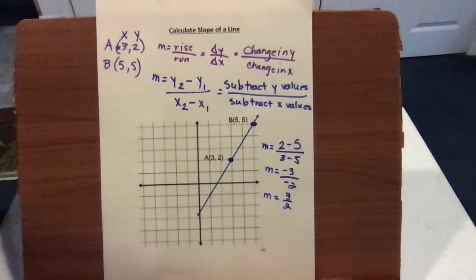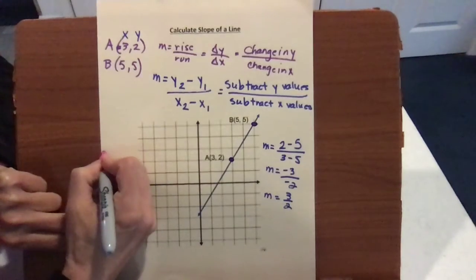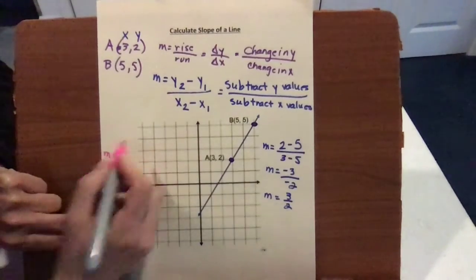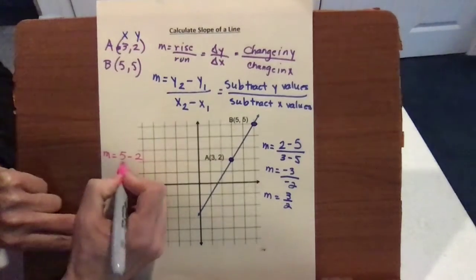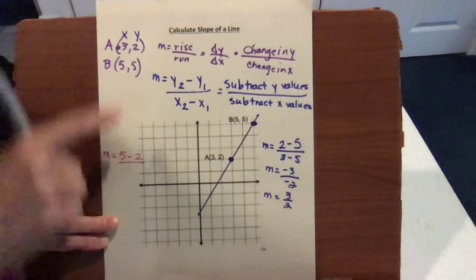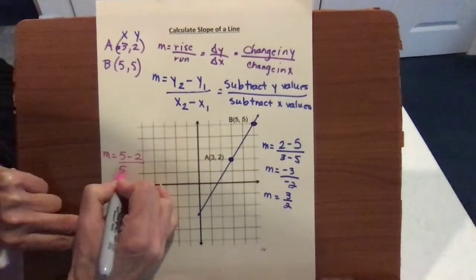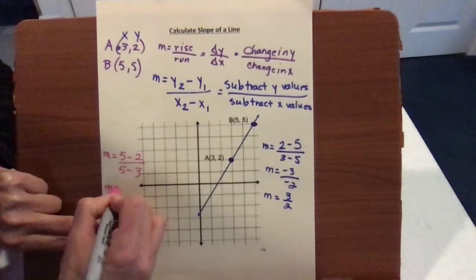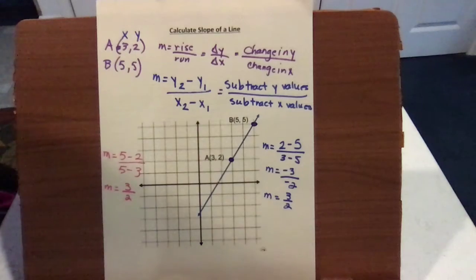What if you reversed it? What if you chose to have B as the second point and A as the first point? Well, that's okay. We can do 5 minus 2, over, that's our change in y's. And now we have to go get the x from the same point we got the y from first. So 5 minus 3. So m equals 3 over 2. So either way, you're going to get the same slope.